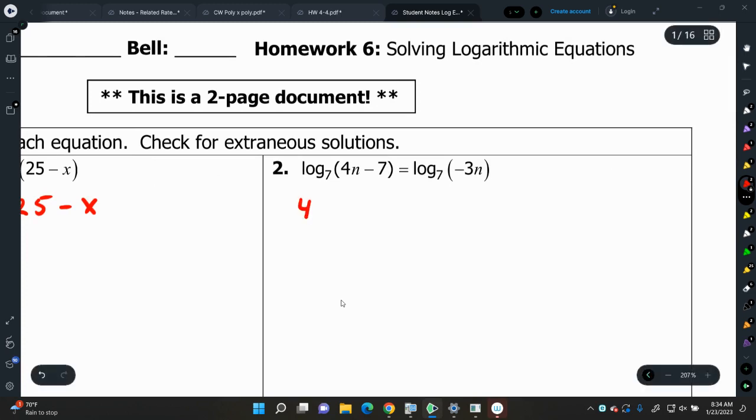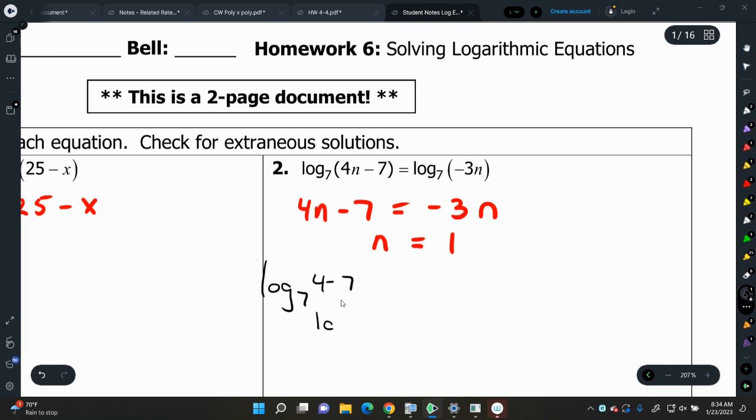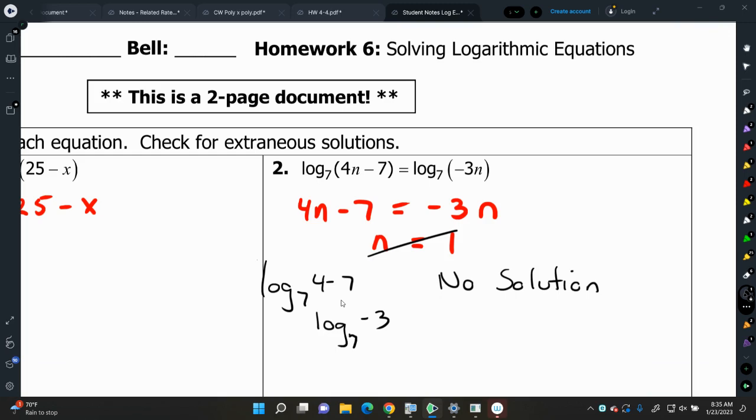We get 4n minus 7 equals negative 3n, which ends up giving us n equals 1. But when we check it and we substitute the 1 back in, we get 4 log base 7 of 4 minus 7, which is log base 7 of negative 3. So we can stop right there. I don't have to even look at the other side. Since I have the log of a negative number, this doesn't work, so we have no solution. Cannot have the log of a negative number. Okay?